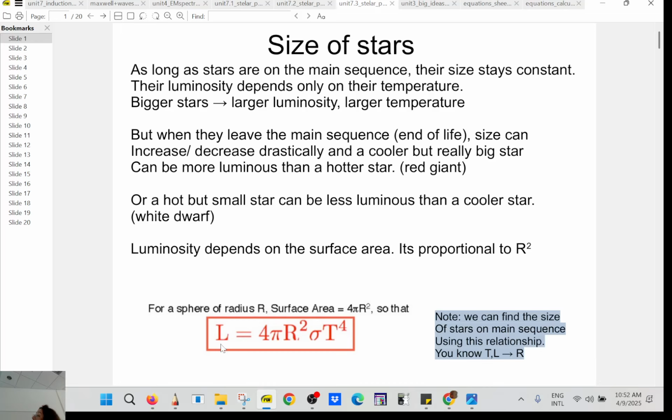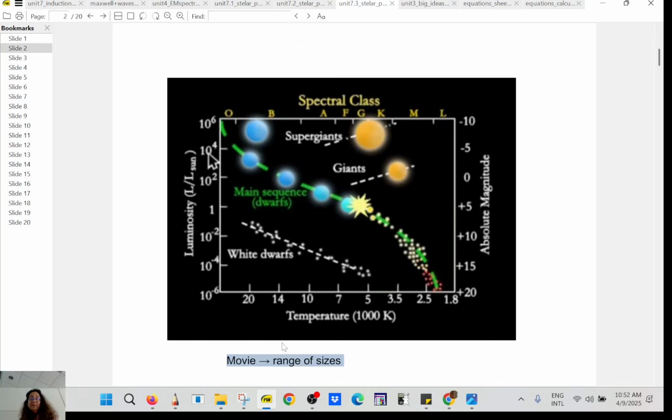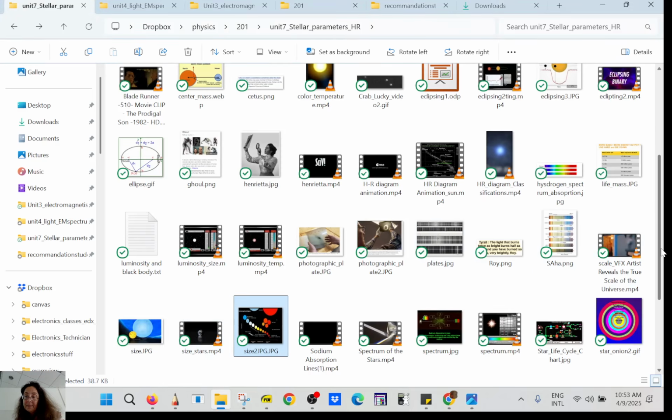So what I was telling you is that the luminosity, so the power, depends on the mass to the fourth power, or temperature to the fourth power, not so much on the size. Except when the star is going to leave the main sequence, then the size matters. Because you can have a red star outpowering a blue star because it's so big. Okay, so size matters. So yeah, let's see if I have something about size.